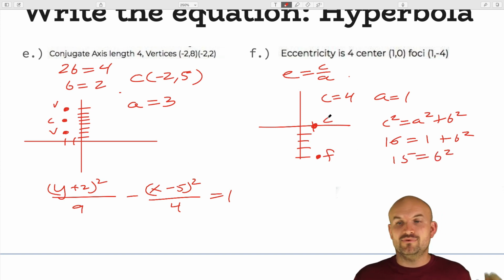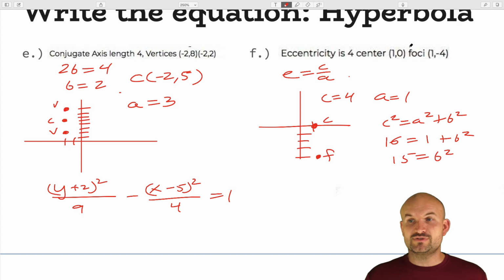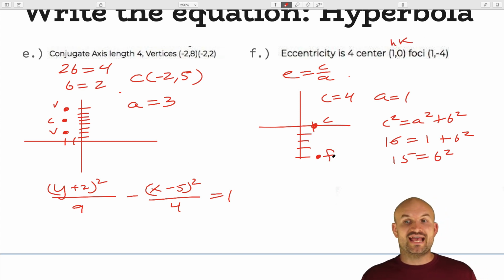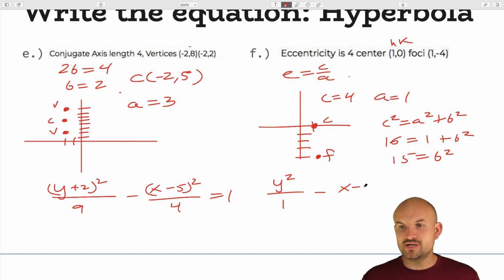Well, again, guys, we already know what the center is, which is your h, k, right? We know our a squared, we know our b squared, and we know that since the foci is below the center, it's a vertical transverse axis. So therefore, this would be y minus 0 squared over a squared, which is 1, minus x minus 1, quantity squared over b squared, which is 15, equals 1.